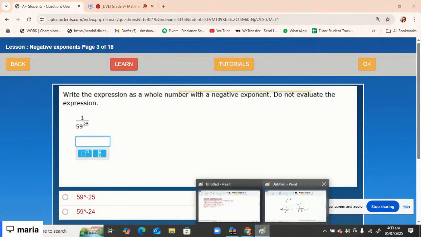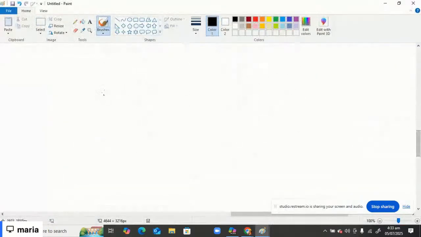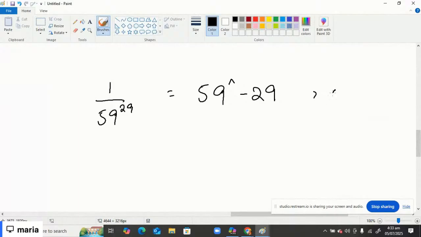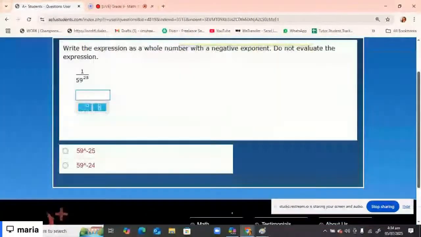So 1 over 59 power 29. When we move it up, it becomes 59 as it is minus 29, or otherwise 59 power minus 29. Both are right. In which way are you going to write it? Let's see, our answer is in which form? It's in the first form. Okay, 59 power minus 25.